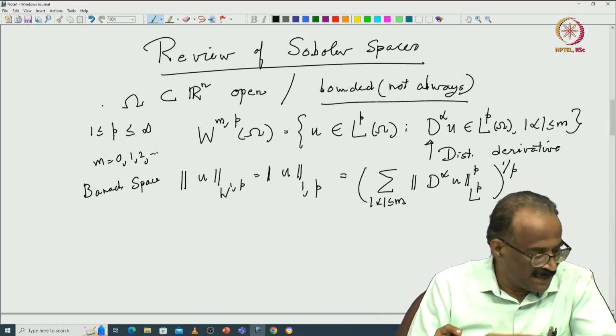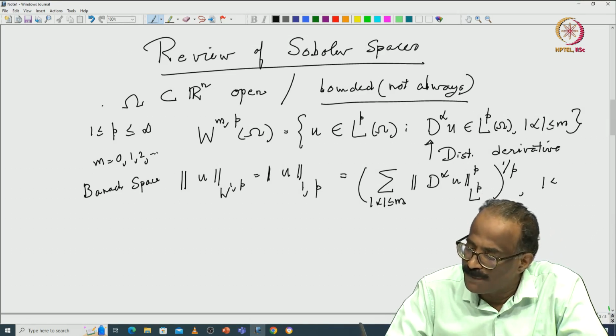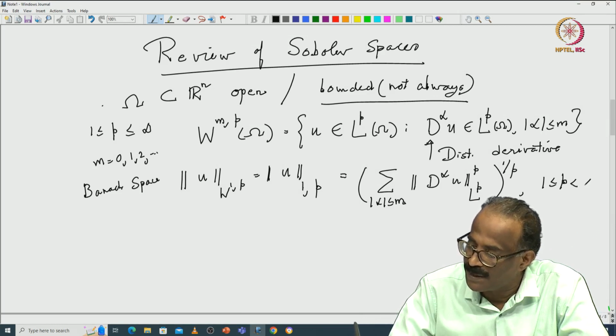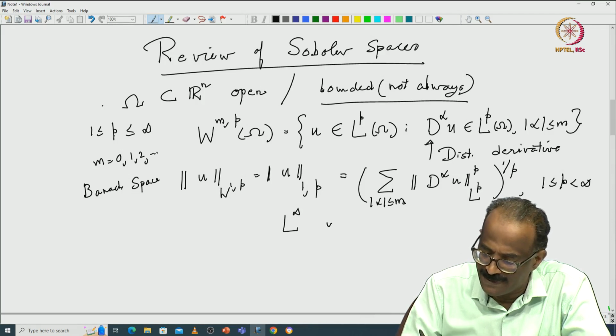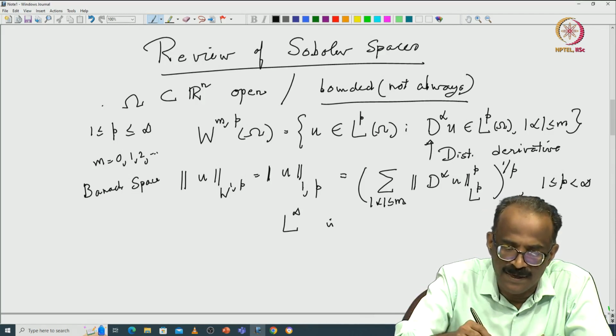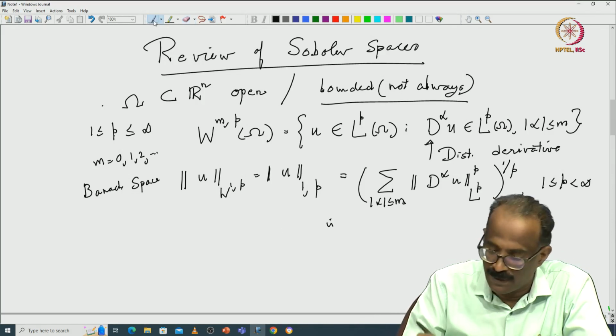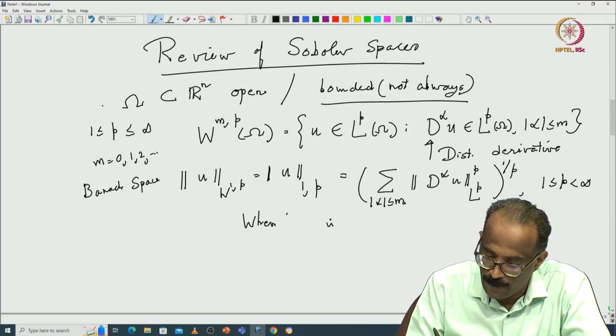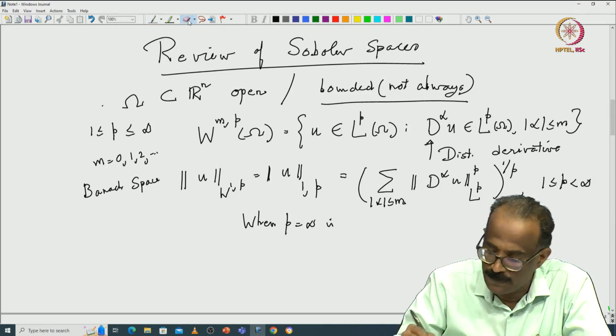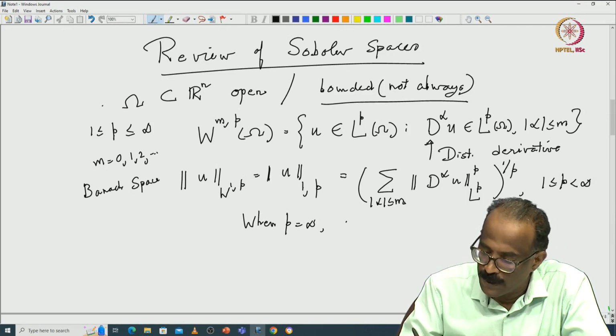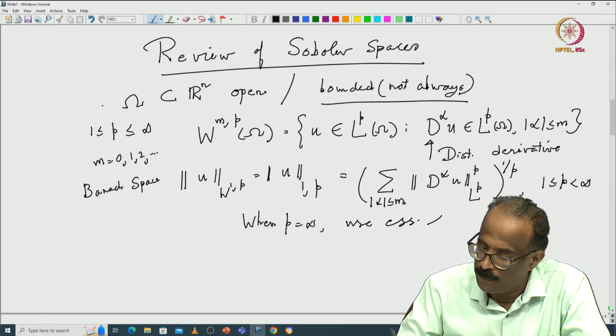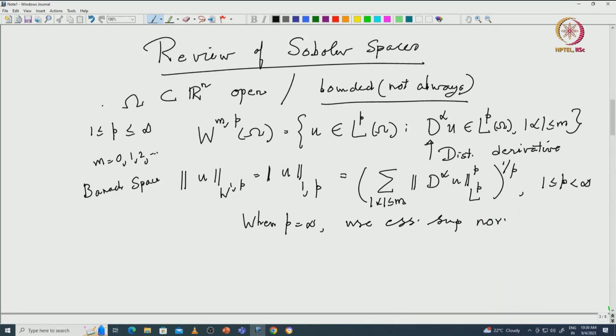Of course, this formula is not true when p equals infinity, you cannot write the power infinity. When p equals infinity, use the essential supremum instead. When m equals 0, by convention, W^{0,p} is nothing but L^p.